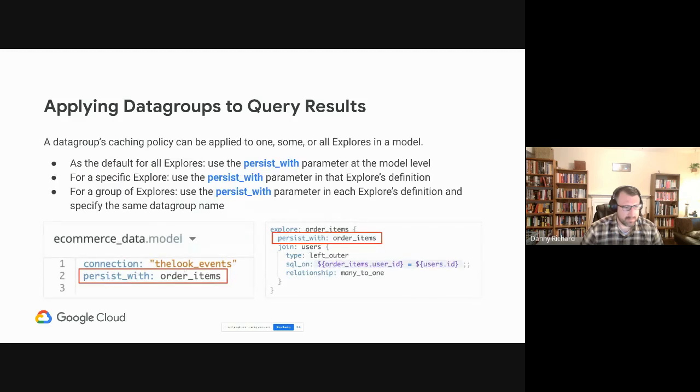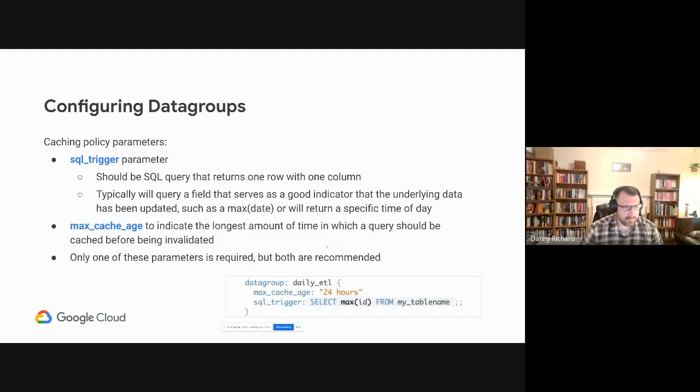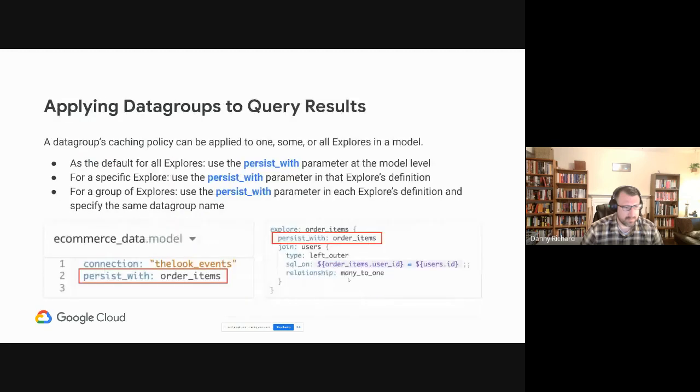After defining a data group, you apply the data group to an explore just by using the persist with statement. So if the data group is called order items, then you use the persist statement, and then you just plug in what the data group is, and that's how you implement caching or a PDT inside of an explore.